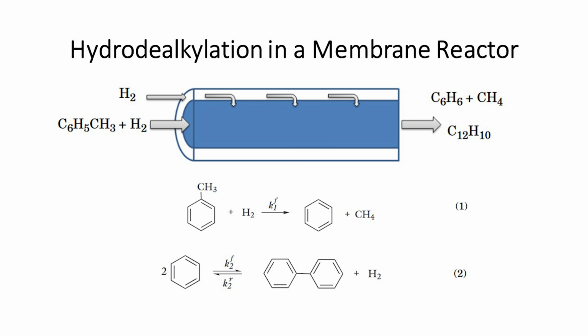The chemical reactions given in equation 1 and equation 2 suggest that maintaining a high concentration of hydrogen would be beneficial to ensure a high benzene yield. Such process conditions can be achieved using a membrane reactor. As shown in this figure, hydrogen can be supplied continuously across a porous membrane.